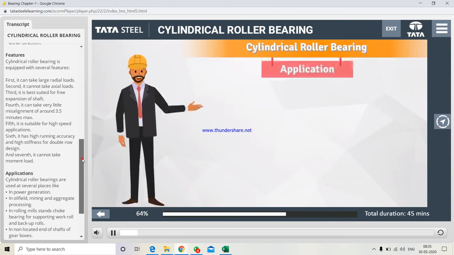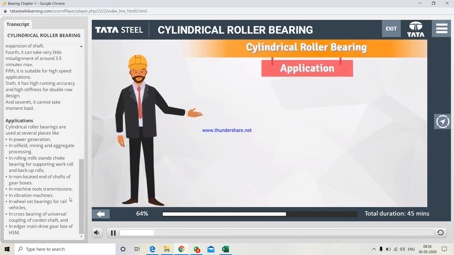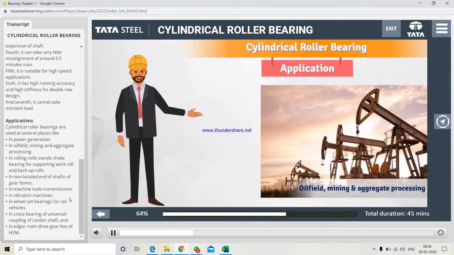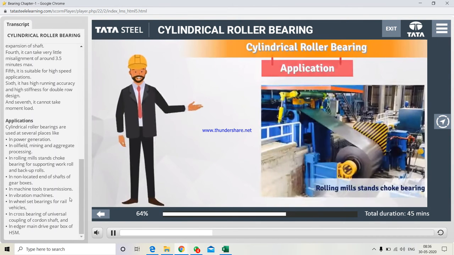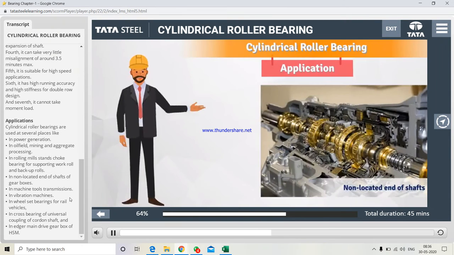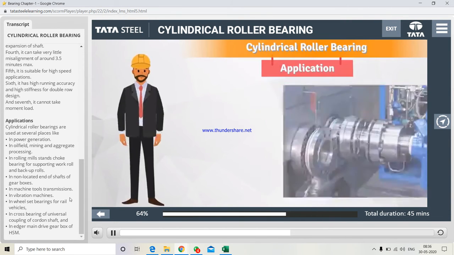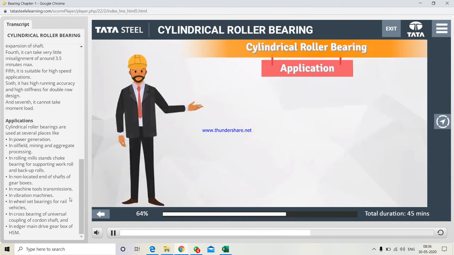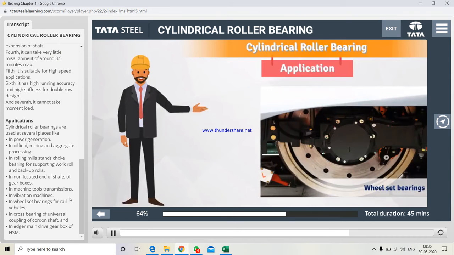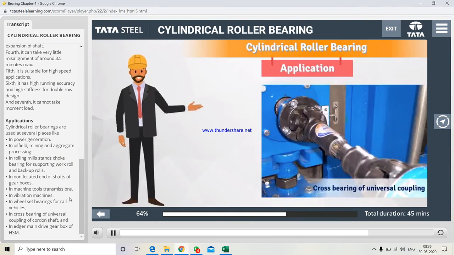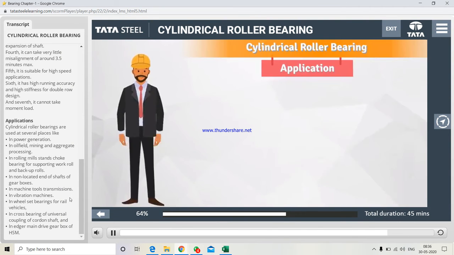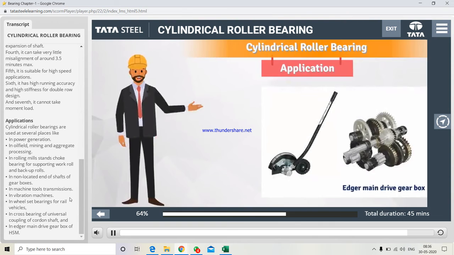Cylindrical roller bearings are used at several places like in power generation, in oil fields, mining and aggregate processing, in rolling mill stands chock bearing for supporting work rolls and backup rolls, in non-located end of shafts of gearboxes, in machine tools transmissions, in vibration machines, in wheel set bearings for rail vehicles, in cross bearing of universal coupling of common shaft, and in edger main drive gearbox of HSM.